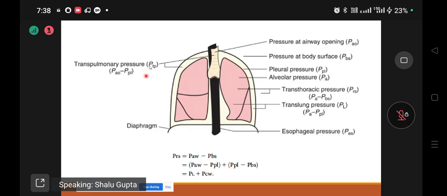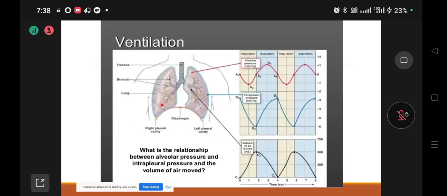And during inspiration, it becomes more negative, so that more air goes inside. And during expiration, it becomes slightly positive. And most of these pressures are basically because of contraction and relaxation of various intercostal muscles, the most important being the diaphragm over here and the intercostal muscles. So this is what actually is happening when inspiration and expiration is happening.